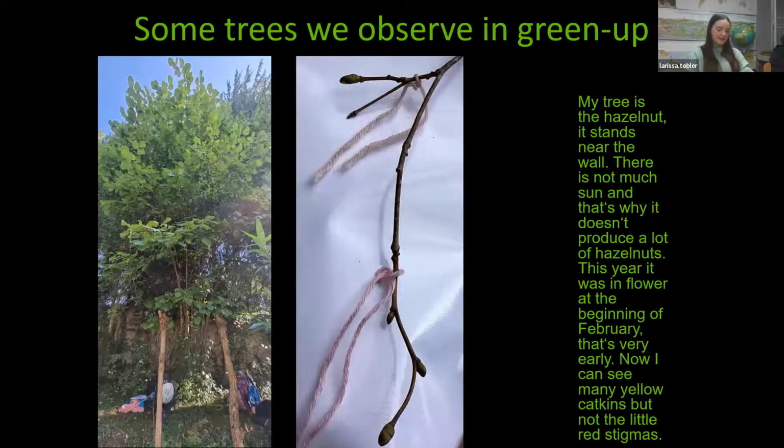My tree is the hazelnut. It stands near the wall. There is not much sun, that's why it doesn't produce a lot of hazelnuts. This year it was in flower in the beginning of February. That's very early. Now I can see many yellow catkins, but not the little red stigmas.